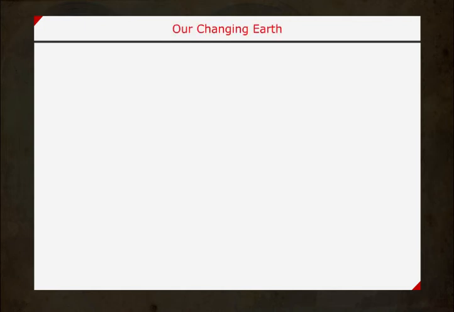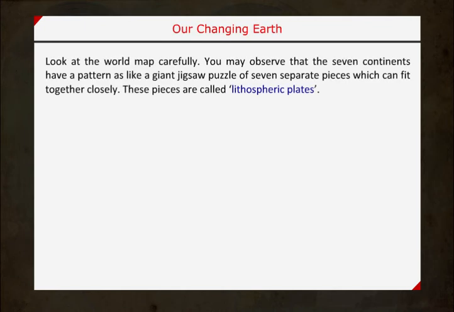Our changing Earth. Look at the world map carefully. You may observe that the 7 continents have a pattern like a giant jigsaw puzzle of 7 separate pieces which can fit together closely. These pieces are called lithospheric plates.